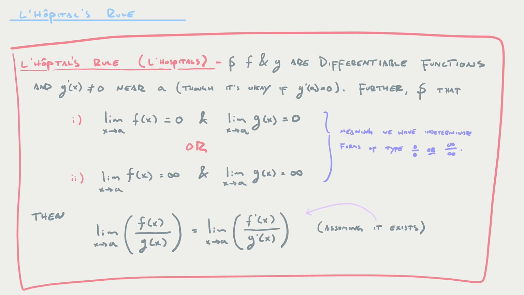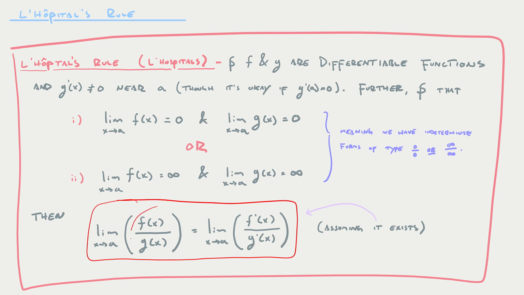And then we're also going to suppose one of two different things. We're either going to suppose that both of the limits at a for f and g are both 0, or that both of the limits at a for f and g are both infinity. Well, what L'Hopital's rule says is that it gives us an equivalency statement for the limit as x approaches a of the function f divided by the function g. And what we're allowed to say is that that's actually equal to the limit as x approaches a of the derivative of f divided by the derivative of g.